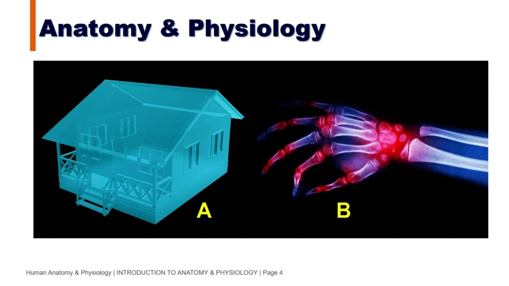Anatomy is basically understanding the structure. From one look, we know that picture A is a house. Then if we want to have a place to sleep, we need to have a bedroom based on its purpose or function. In picture B, we have an X-ray image of a hand.